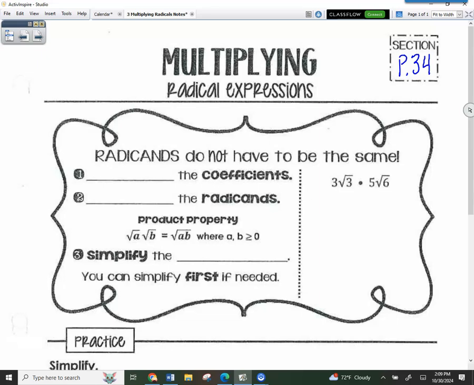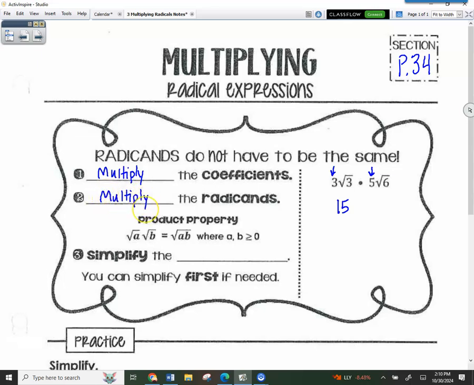Basically, you multiply the same parts together. What I mean by parts is the coefficients. This is a coefficient right here, and this is a coefficient right here. The number in front of the radical is a coefficient. You're going to multiply those. So 3 times 5. 15. Right.